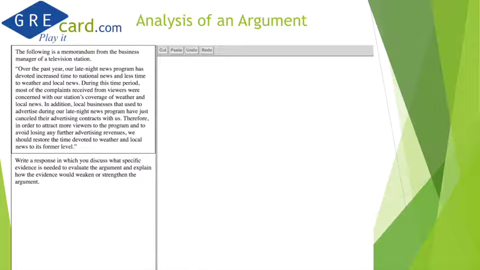The analysis of an argument, again 30 minutes, just like the other analysis of an issue, is an essay, but it's different in the sense that you shouldn't give your personal opinion. You should talk about how well the author has built an argument and what effect the evidence has on the argument. Also mention assumptions and things like that, again on this editor.